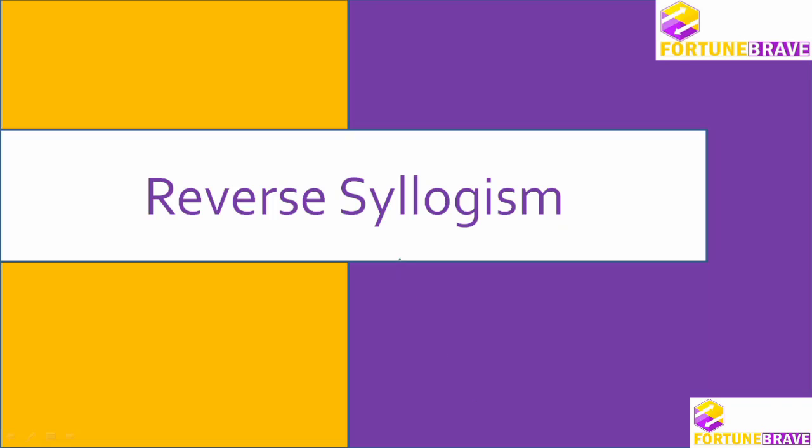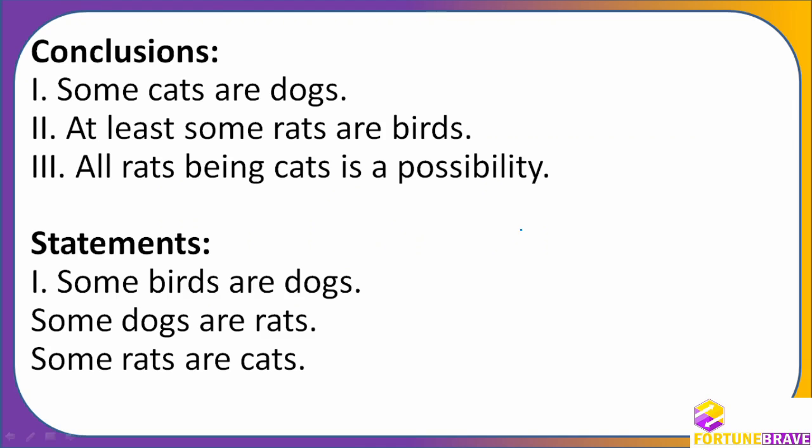This is also a new type of question that has been appearing in recent examinations. So what is reverse? That is what we'll try to understand. Reverse is where the conclusions come first, and then we have to see which set of statements can make all these conclusions true. This is what a reverse syllogism is.